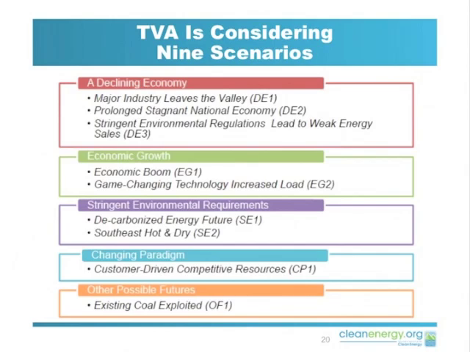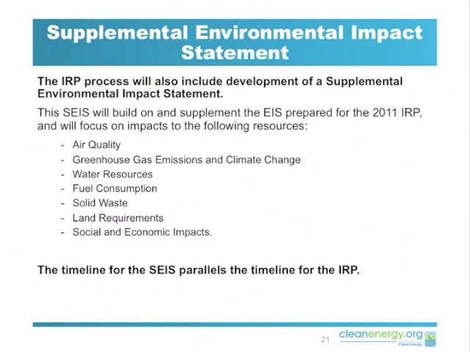Everybody puts solar on the roof, or existing coal becoming totally exploited. So what they're going to do is take those scenarios. I think they're going to narrow down to 5 scenarios that go into their modeling process. So that's where we are right now in the 2015 IRP process.